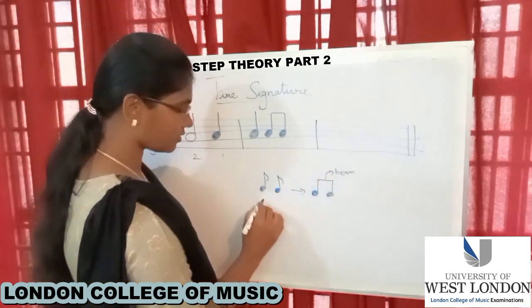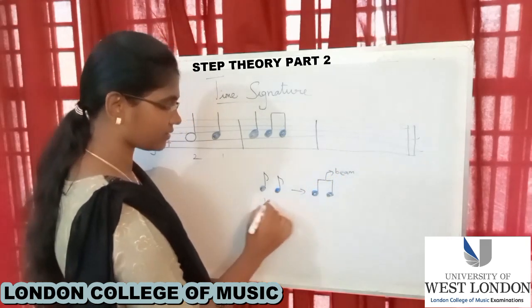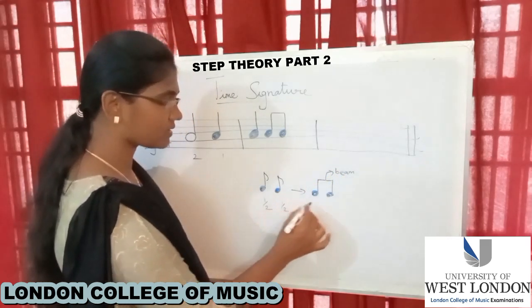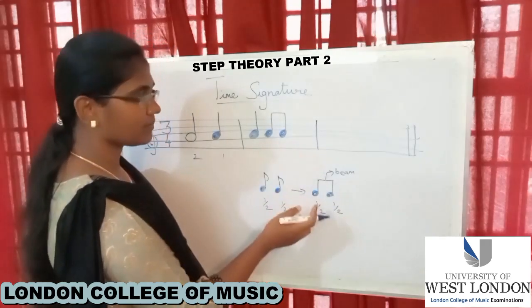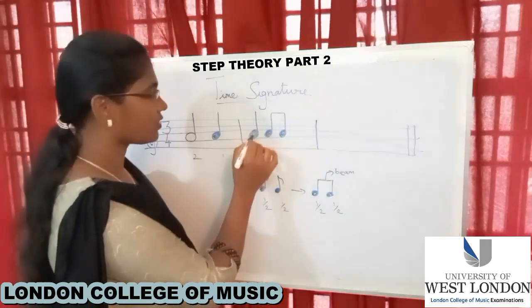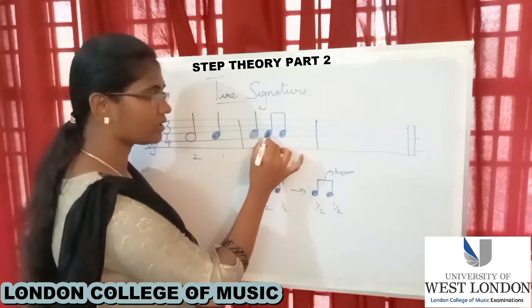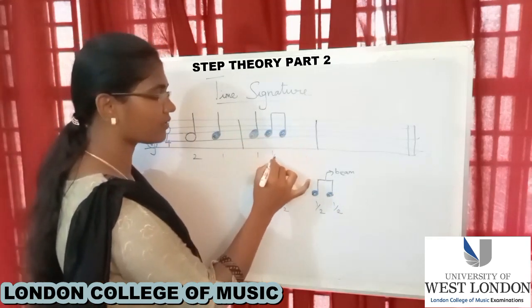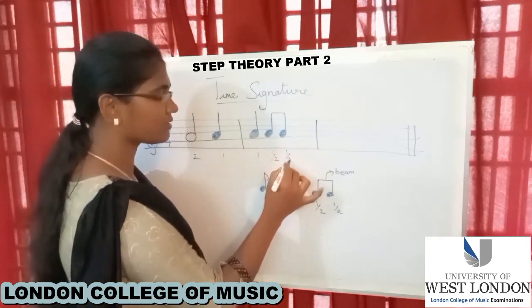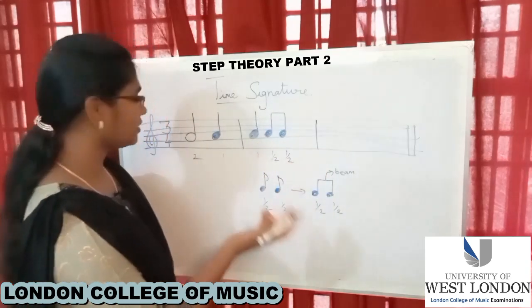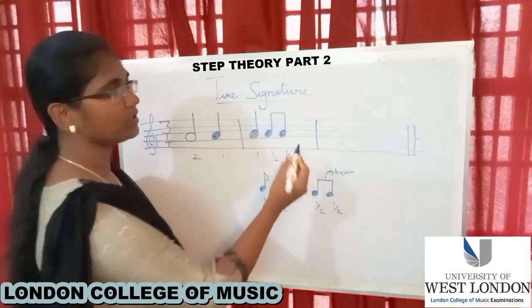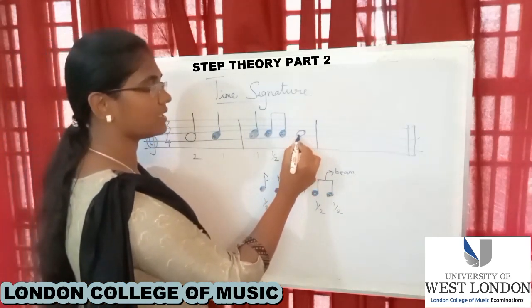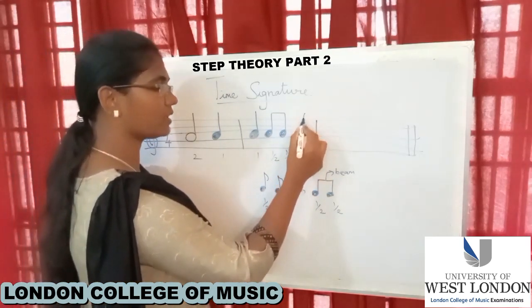The same counts will be there. Half count for this quaver, and this is also half. We can write like this. How many counts for this quarter note? One count. How many counts for this quaver note? Half count. How many counts for this? Half count. So what will be needed for another one? One count, so another quarter note is needed. So you can draw another quarter note.